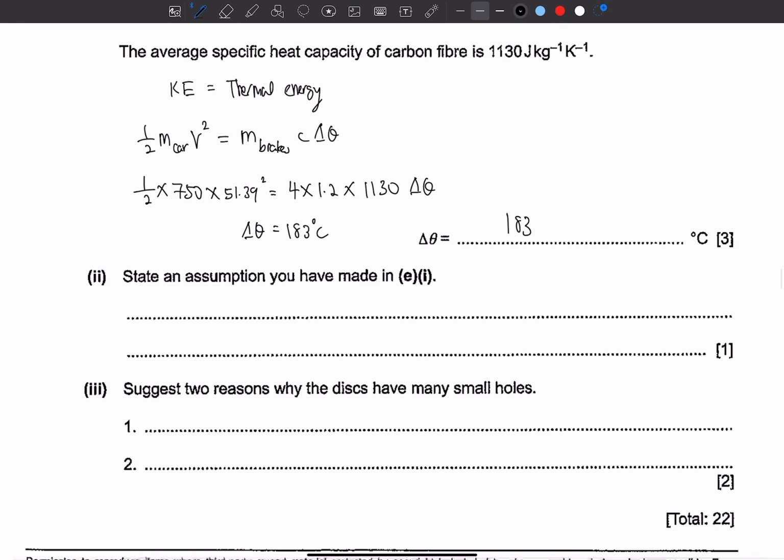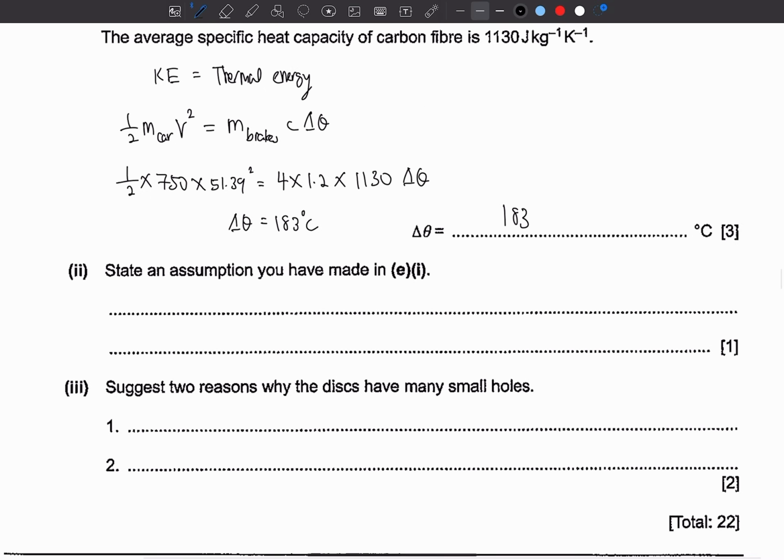State an assumption that you have made in E part 1. You assume that all the kinetic energy of the car is converted into thermal energy onto the brake, and none is converted onto the tires.